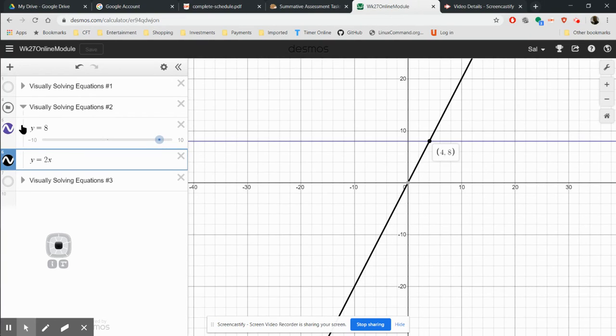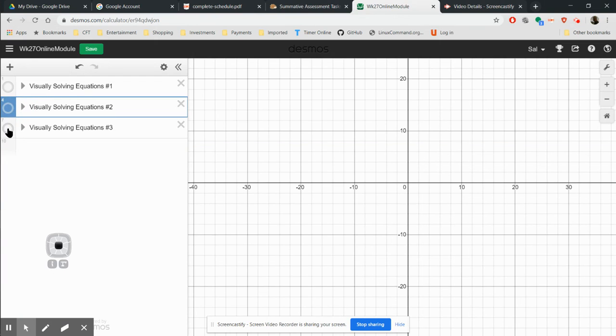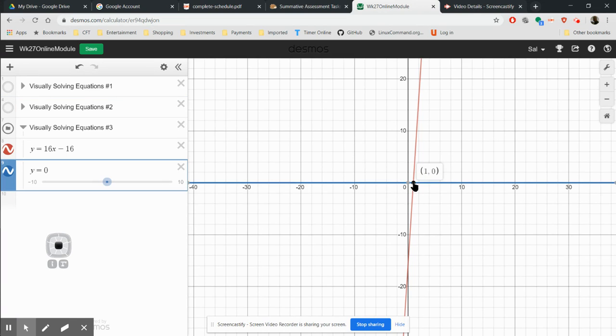So let's look at the final equation where we're comparing the two expressions. y equals 16x minus 16 and y equals 0. Where do these two equations intersect? Right at this intersecting point. So what does x equal? x is my input, that's 1, and my output is 0. So these two expressions equal 0, but the only value that works for them is 1, and only 1. And that's how you visually solve an equation.